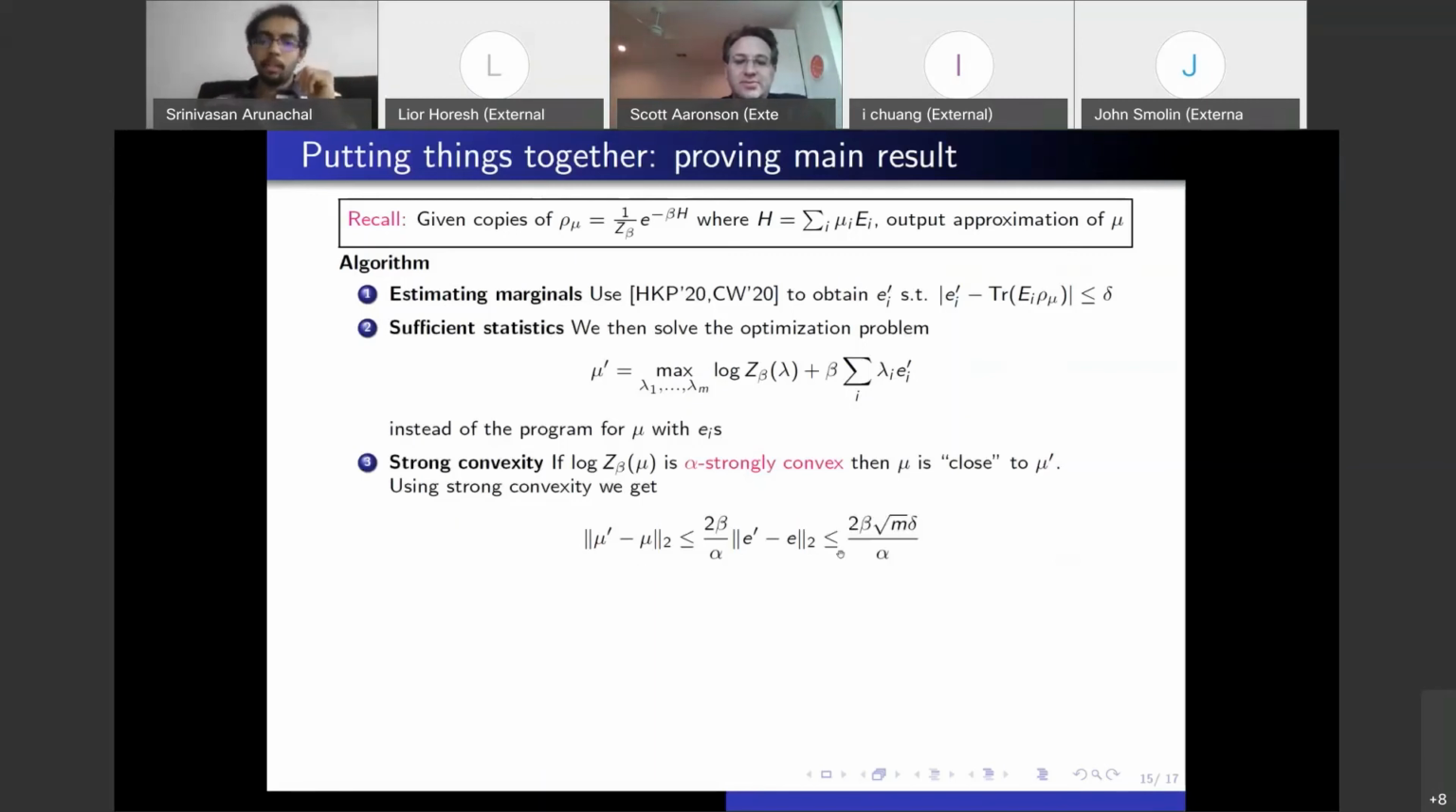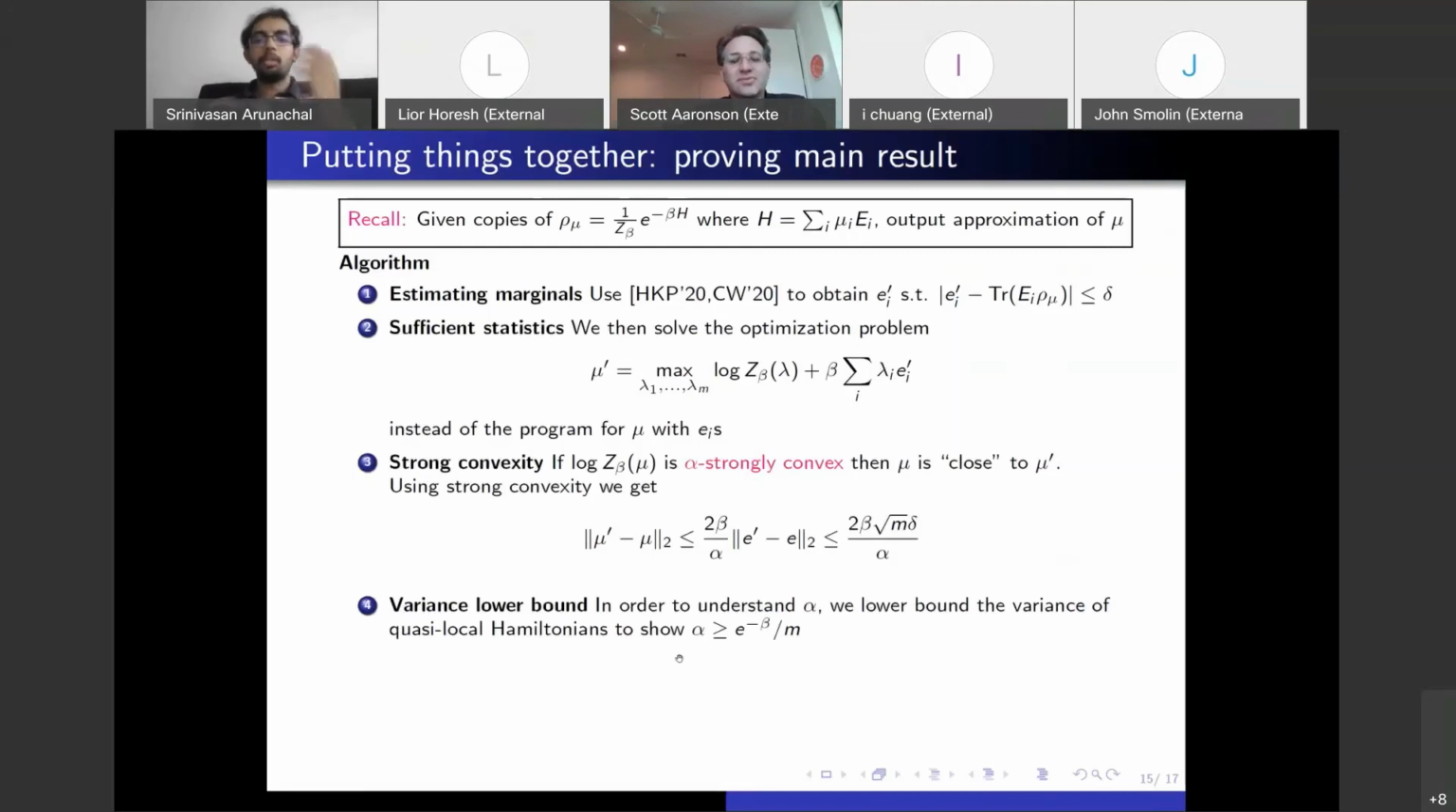And right, just by some Cauchy-Schwarz, you can show this is true. There's nothing happening here. And this is where the bulk of the work goes, to show that the log of the quantum partition function is at least e to the minus beta divided by m. It's strongly convex. Again, the most technical work goes in part 4. Like 1, 2, 3 are kind of well known.